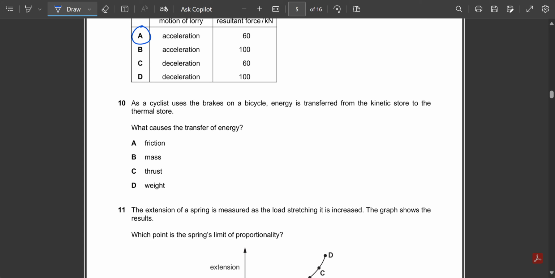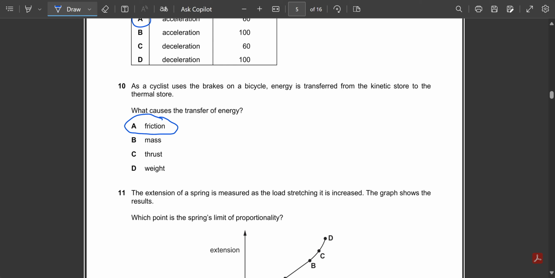As a cyclist uses the brake on the bicycle, the energy is transferred from the kinetic store to the thermal store. What causes the transfer of energy? When you're braking, you're actually using friction, which causes this change. Because when the brakes are applied, the brake rubbers are pressed, so that transfers the energy.